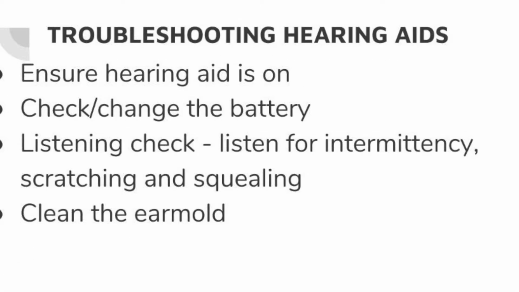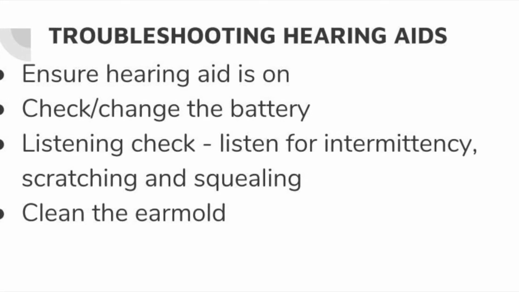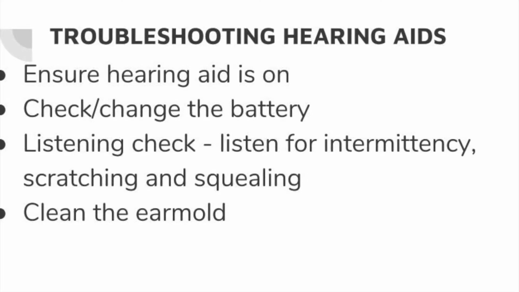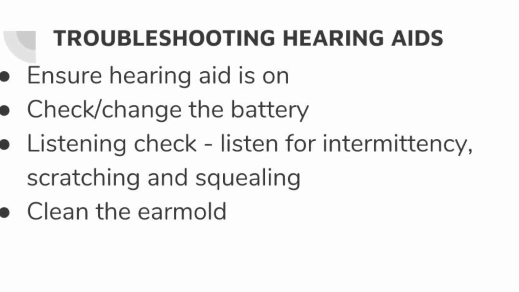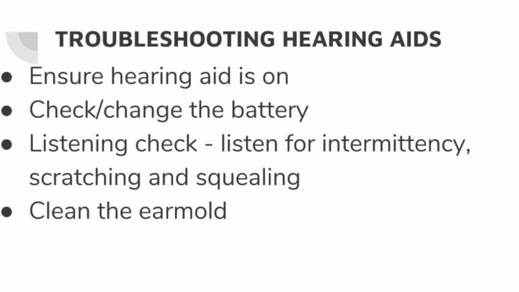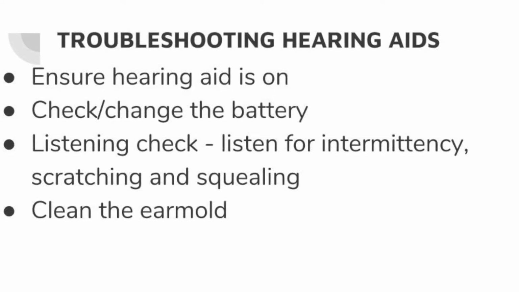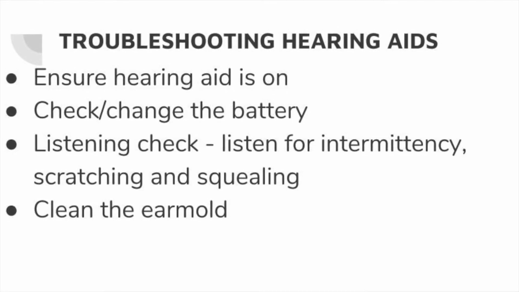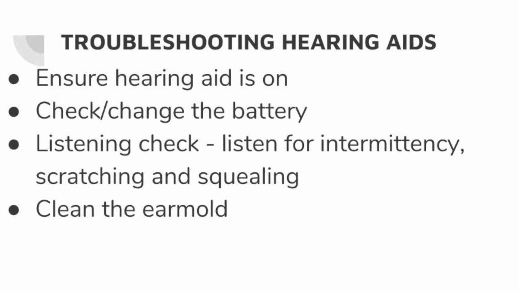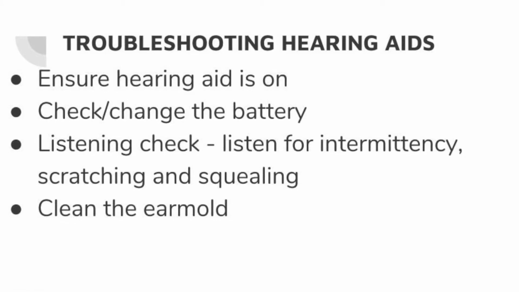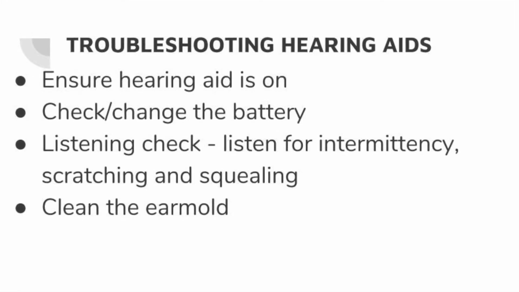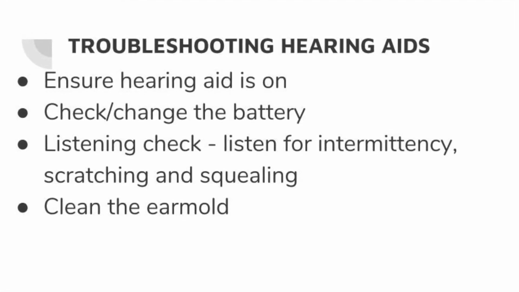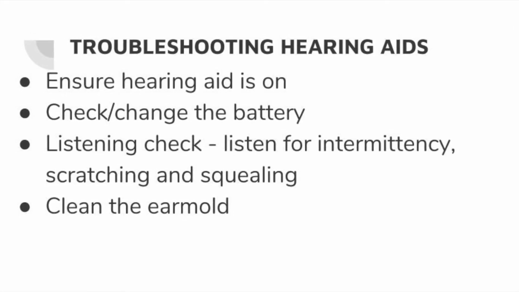So when you're doing some basic troubleshooting techniques with a hearing aid, always make sure the hearing aid is turned on, first and foremost. The second thing you want to do is check the battery of the hearing aid. Make sure that it's still good, it's still working. Then when you actually put the hearing aid on a stethoscope, you're going to be listening for intermittency, scratching, squealing, a distorted type of quality, or is the signal crisp and clear?